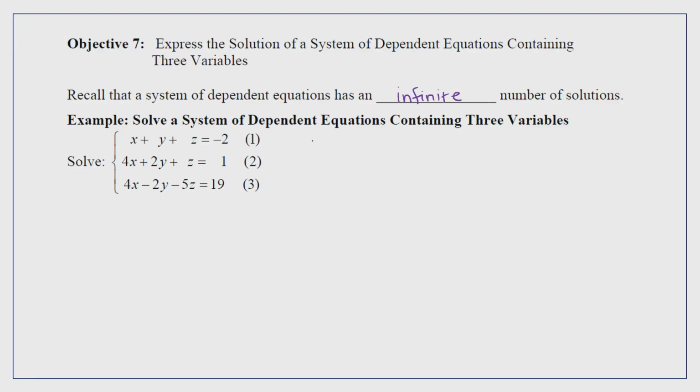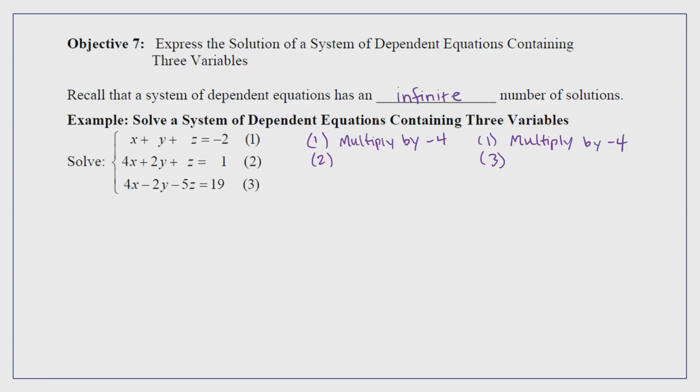So I'm going to take 1 and 2. I'm going to multiply 1 by negative 4. And then I'll also take 1 and 3. And I'll multiply 1 by negative 4. Because I am choosing to eliminate the x variable. Okay. So we're going to multiply equation 1 by -4.